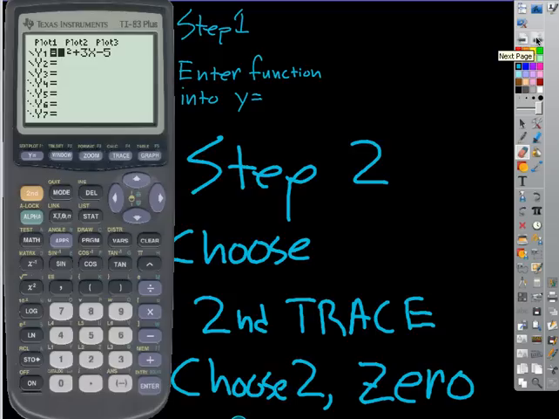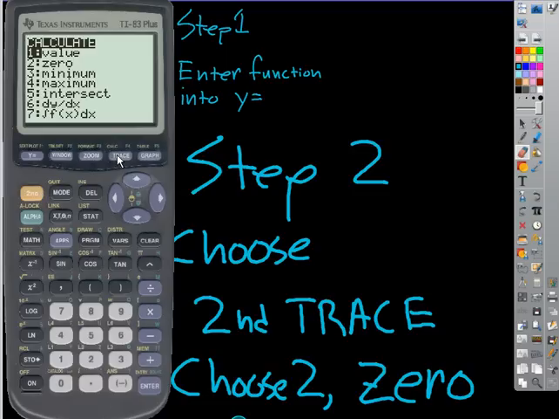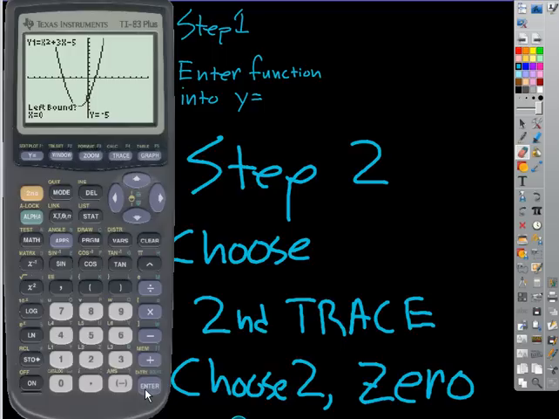Next thing I want to do is choose second trace, which is here at second, trace button, and then I'm going to choose number 2. Number 2 is zero. You can see it up here. You can just type in number 2 or you can scroll down. You can see that it graphs it automatically. So I don't actually have to graph it. The only thing I might have to do is zoom out if I can't see it, or reset my window to an appropriate size.